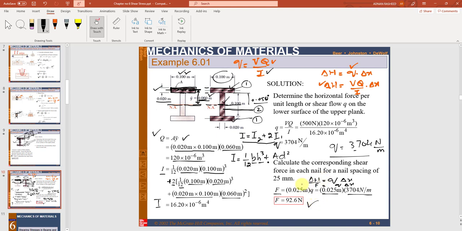So this was all about part first of chapter number 6.